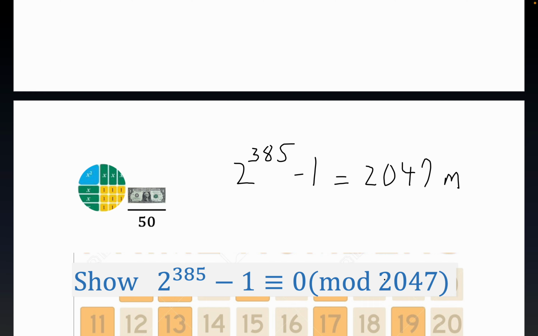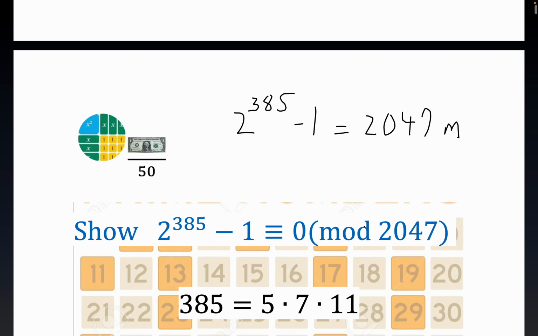This modular arithmetic notation says the left-hand side is congruent to 0 if and only if 2047 divides the left-hand side minus 0. So we want to show this. We don't necessarily have to find the value of m. We just want to show divisibility by 2047.